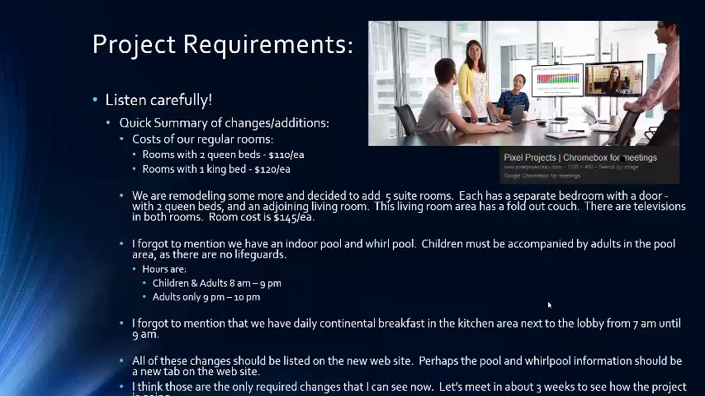We've decided we are remodeling some more and decided to add 5 suite rooms. Each has a separate bedroom with a door with 2 queen beds and an adjoining living room. This living room area has a fold-out couch. There are televisions in both rooms, and the cost of these suite rooms is $145 each.